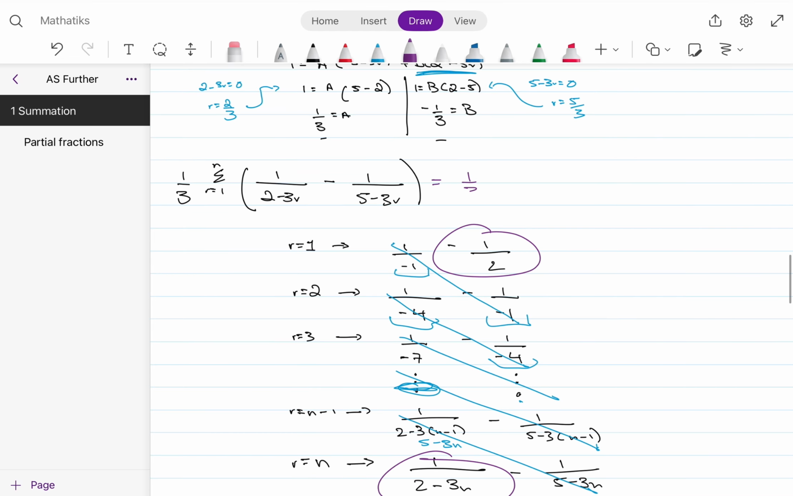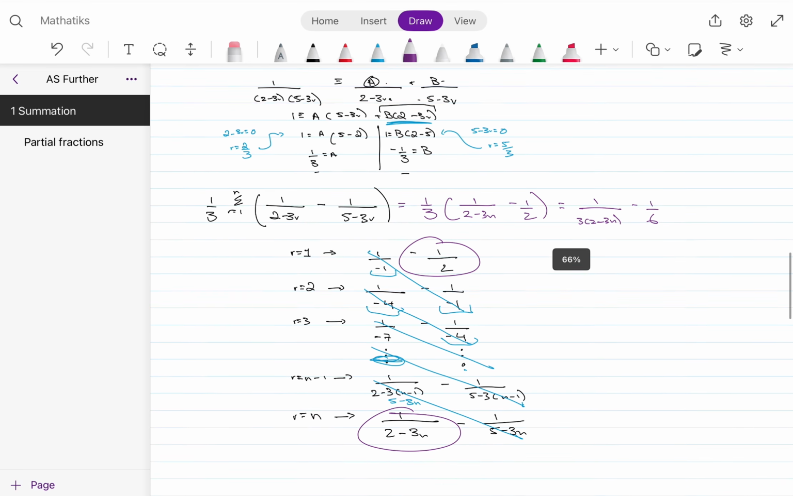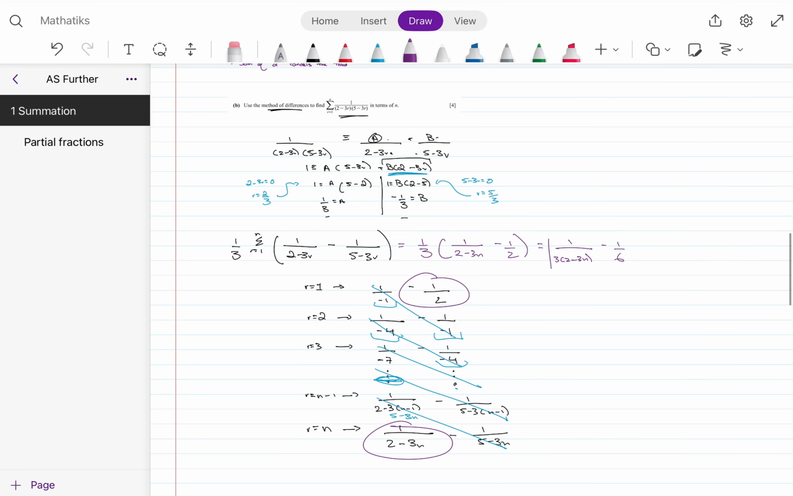So your sum is 1 upon 3 times 1 upon 2 minus 3n, minus half, which you expand and write as 1 upon 3 times 2 minus 3n, minus 1 upon 6. And this is your answer.